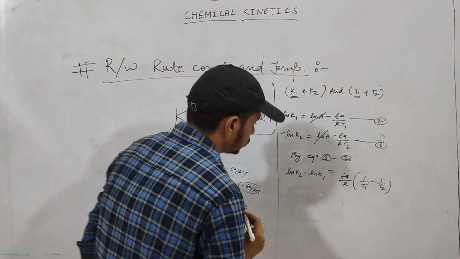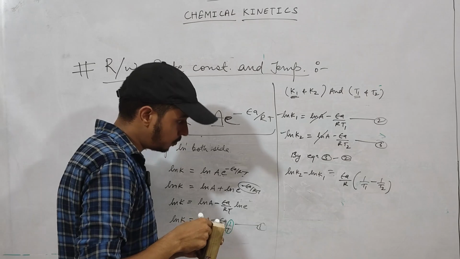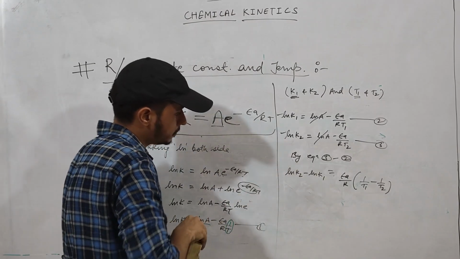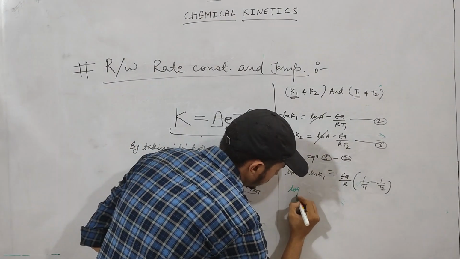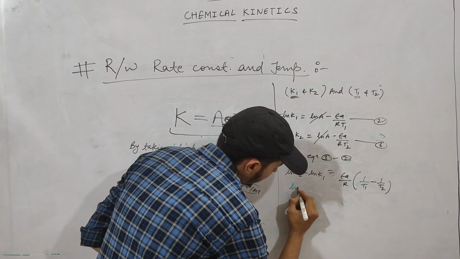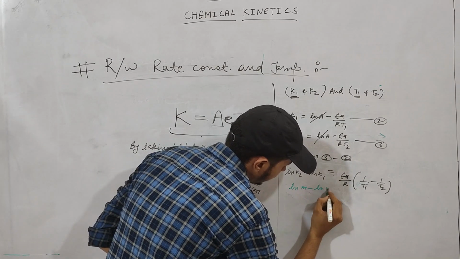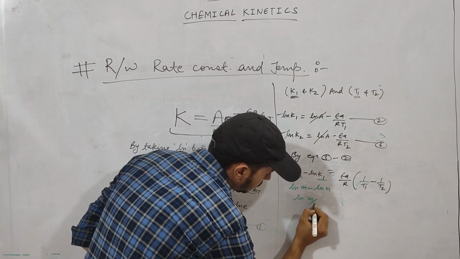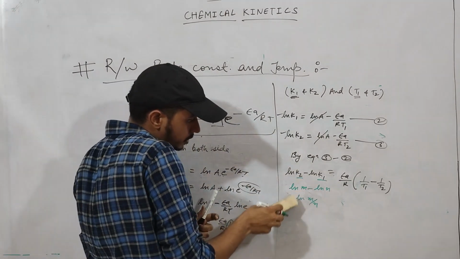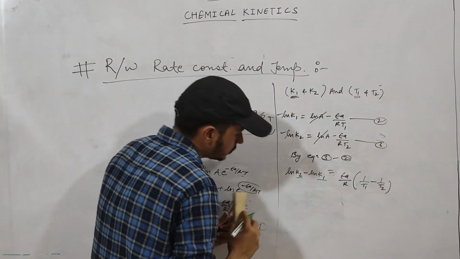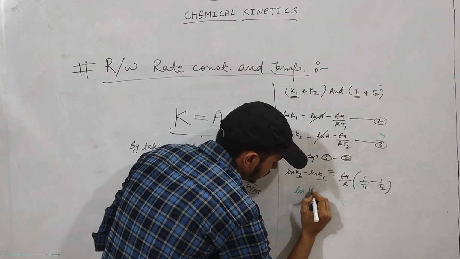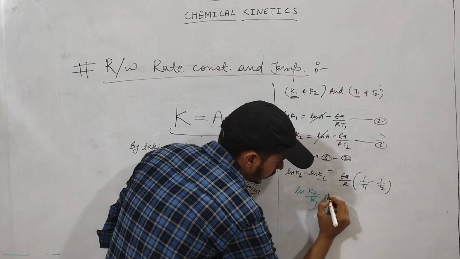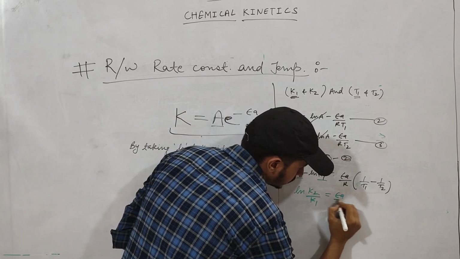Now using again the property of log, that ln m minus ln n is similar, so we can write it as ln m divided by n. This term will also come in this format. So it will become ln k2 upon k1, and the right side we will write the same.